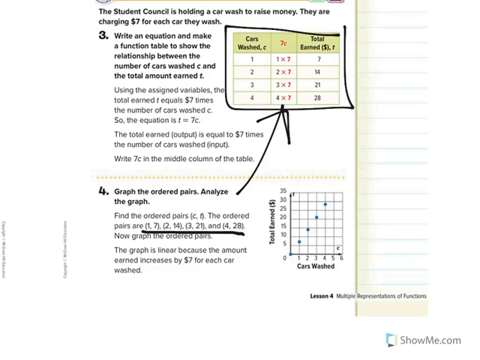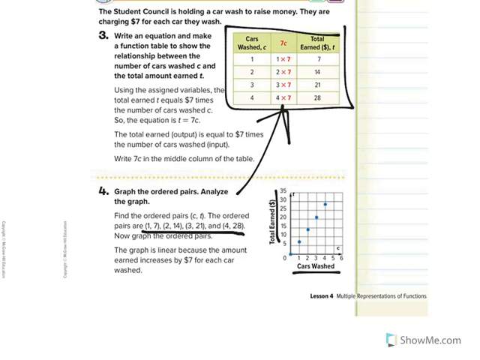So your cars washed is your independent variable. That's what changes on its own, doesn't depend on anything else, it's independent. So that's going to be on your x-axis. And then the total earned depends on the amount of cars washed, so that's going to be on your y-axis here. So you'll need to label your axes like such, and then go ahead and graph those points just like you would on a regular XY coordinate plane.